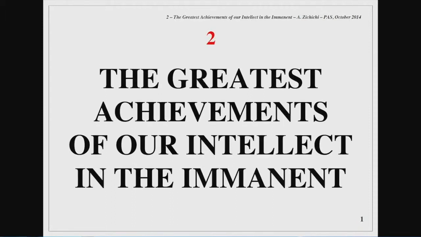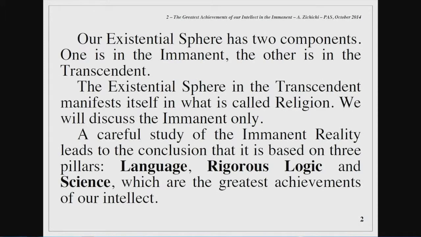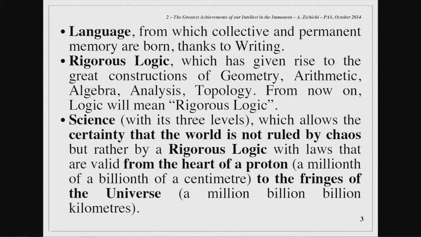The greatest achievements of our intellect in the immanent are now going to be presented to you. Our existential sphere has two components. One is in the immanent, the other in the transcendent. The existential sphere in the transcendent manifests itself in what is called religion. We will discuss the immanent only. A careful study of the immanent reality leads to the conclusion that it is based on three pillars: language, logic, and science, which are the greatest achievements of our intellect in the immanent.